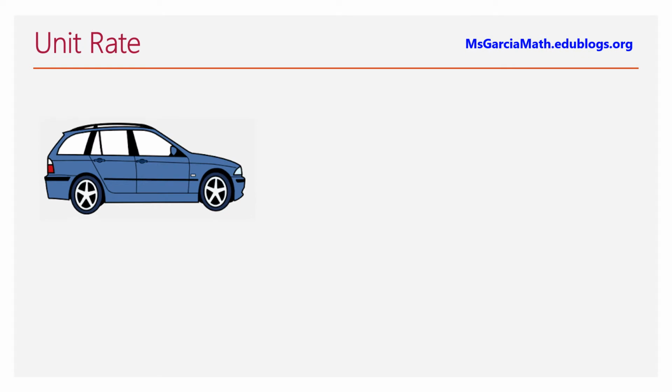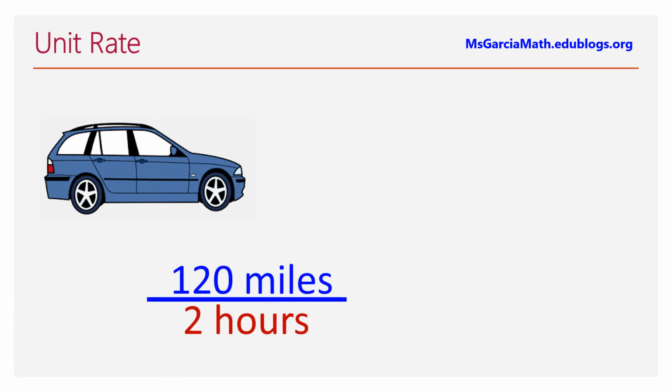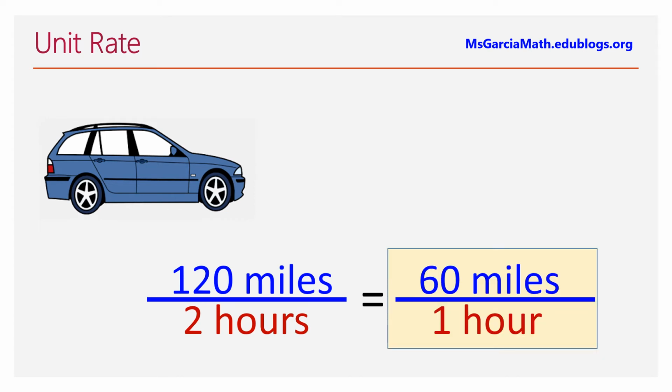Unit rate is a rate with a denominator of 1. For example, if a car goes 120 miles in 2 hours, then the unit rate is 60 miles per 1 hour.